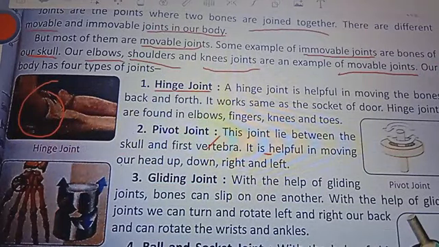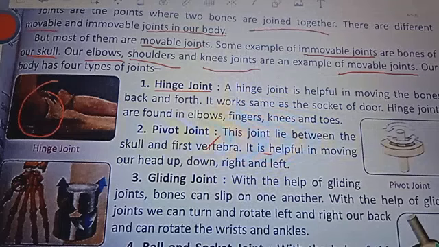The next one is the pivot joint. This joint lies between the skull and the vertebra. What is the skull? The head part, the bone which covers our brain. And what is the vertebra? The backbone. So there is a joint between the skull and the first vertebra. We said that there are 33 vertebrae, isn't it?